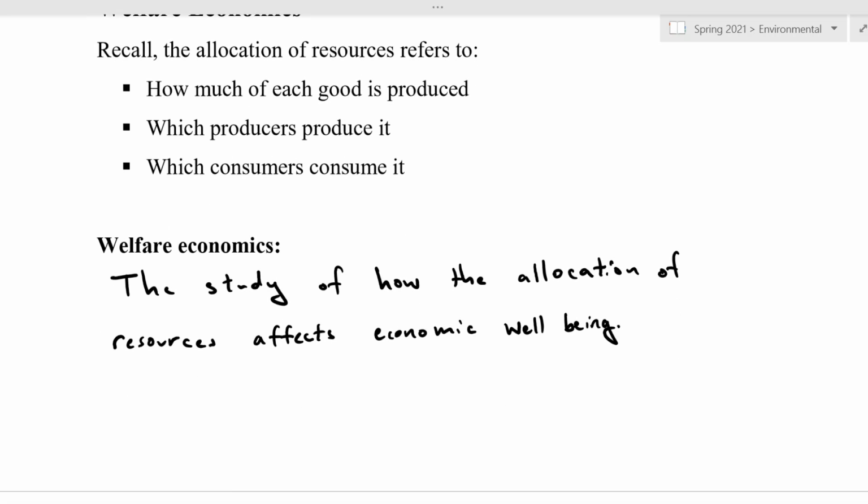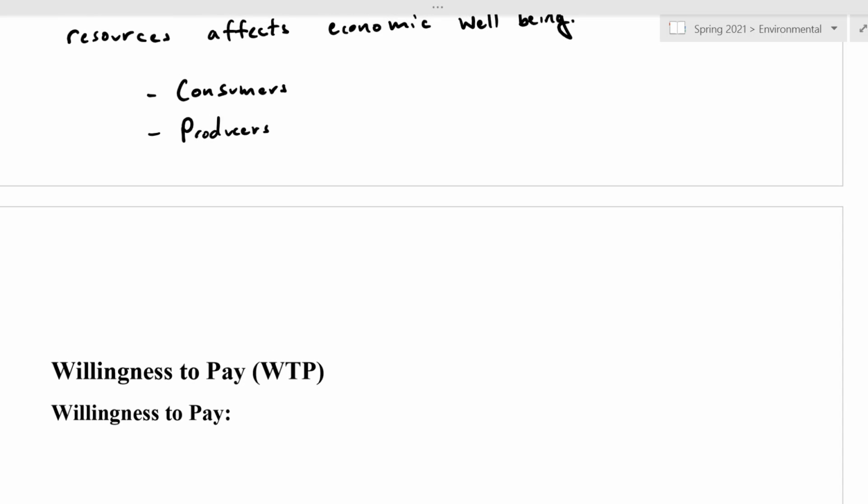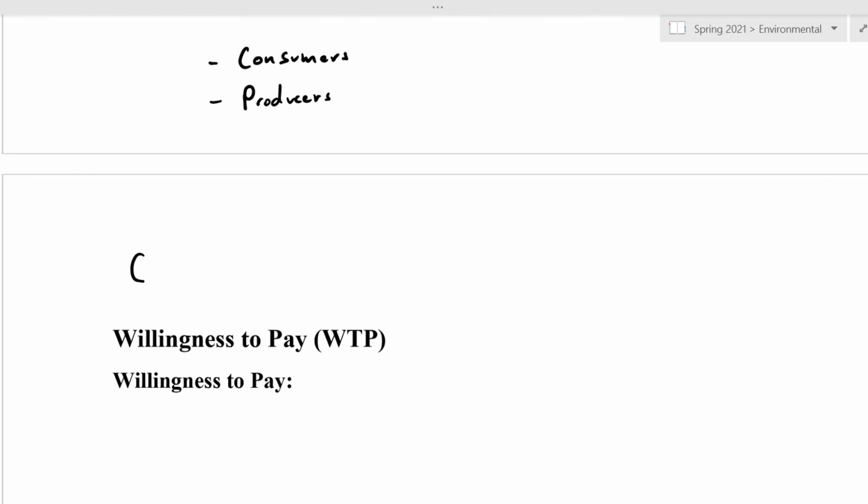Okay, and so specifically here we're thinking about consumers and producers. Consumers with consumer surplus, producers with producer surplus, and both of them combined make total surplus. Okay, so we're going to start with consumers.